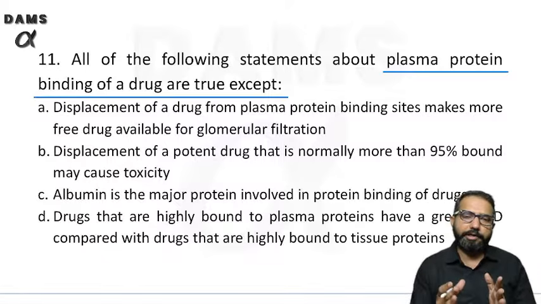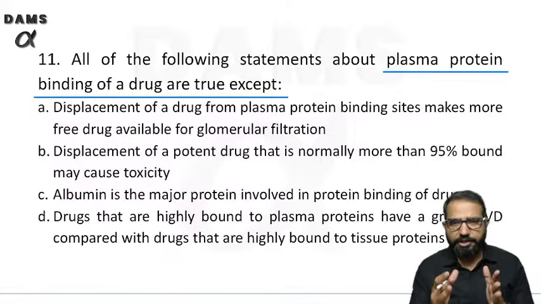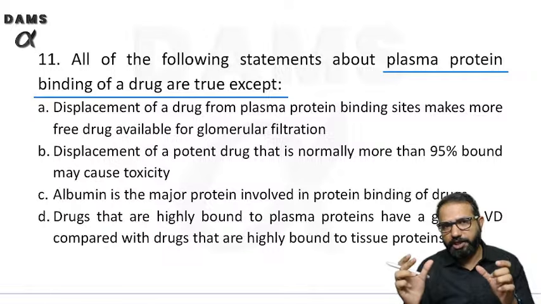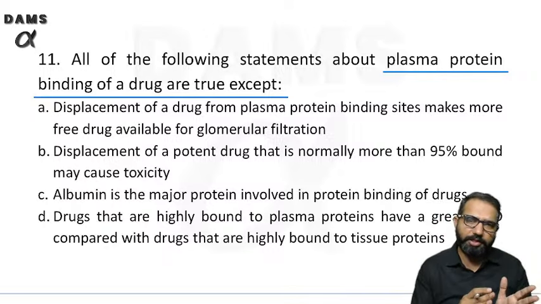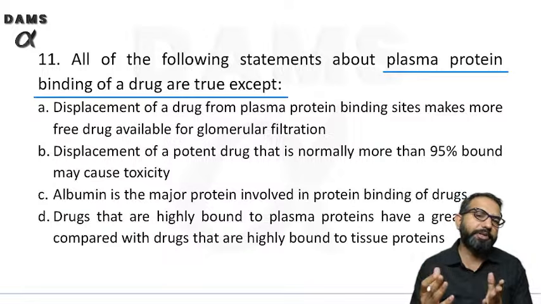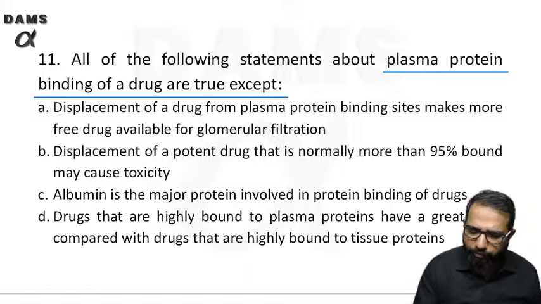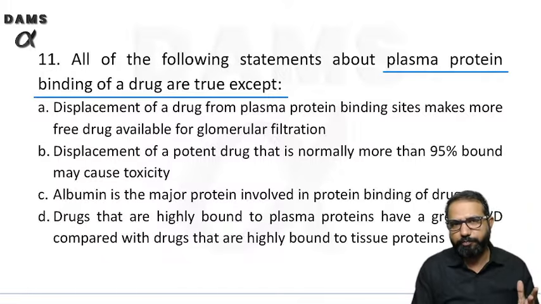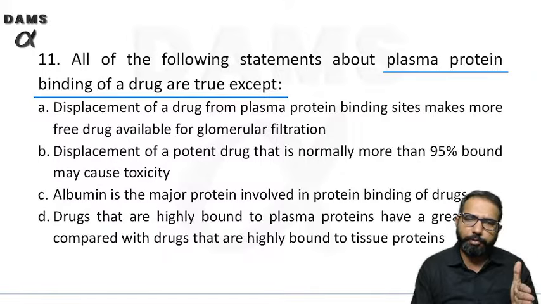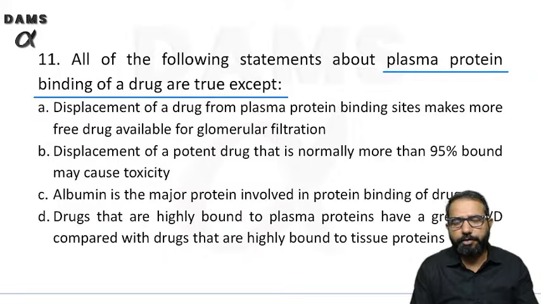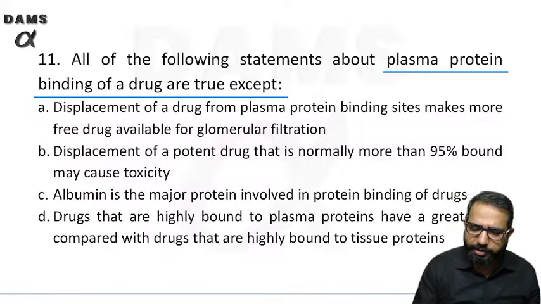So when we use the drug in the plasma, the drug has two forms. One is bound form, one is free form. So plasma protein binding means bound, and the remaining drug will be free. Like albumin, alpha-1 acidic glycoprotein, these are the important proteins. So displacement of a drug from the plasma protein makes more free drug available. Yes, when you displace a drug from the binding sites, it becomes free and the free drug can reach the tissue. The free drug can be filtered from the plasma at the glomerulus. So that is a true statement.